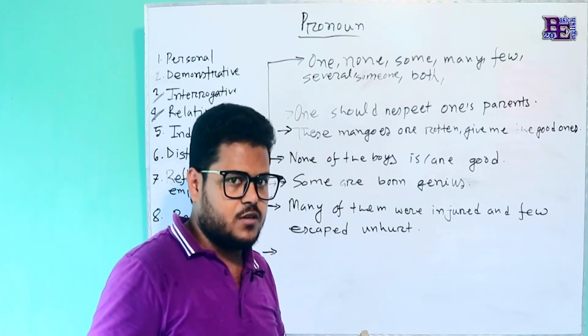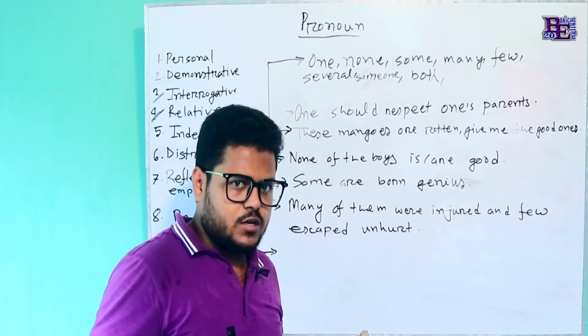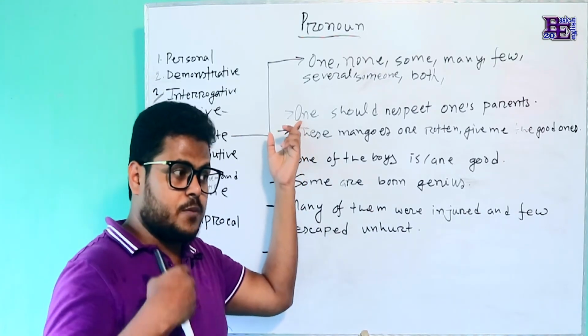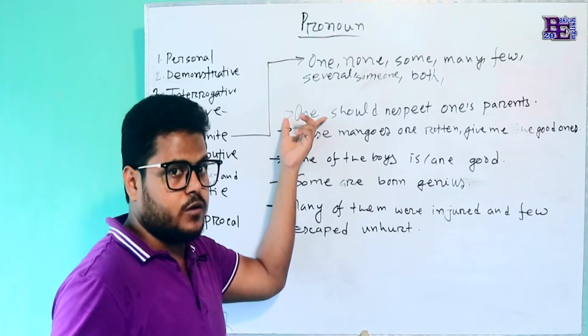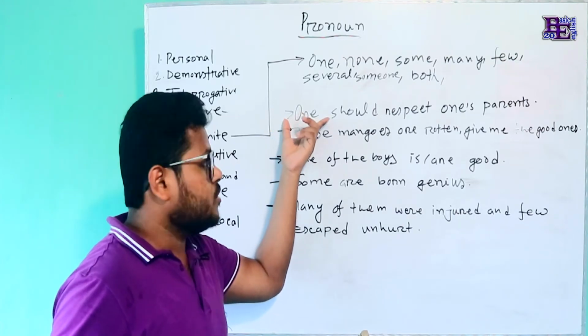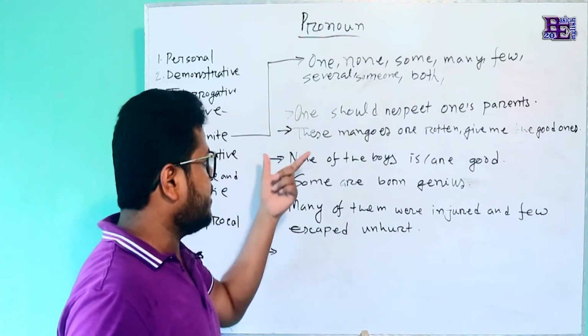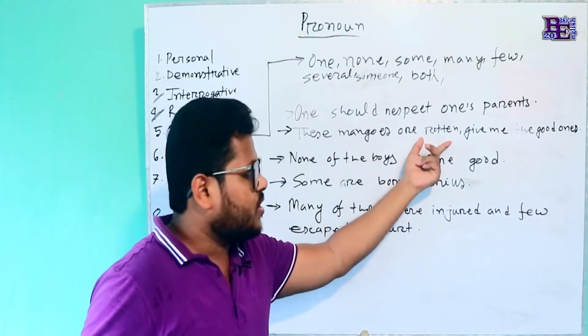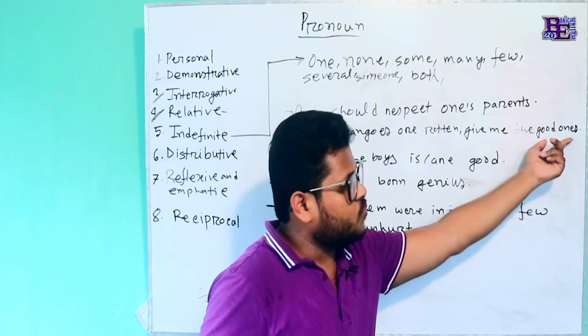Everyone should respect his parents. So that's why I have used here one, not specifically for a particular person, but overall one. So one represents all human beings. So one should respect one's parents. In the next example, you can see, these mangoes are rotten. Give me the good ones.